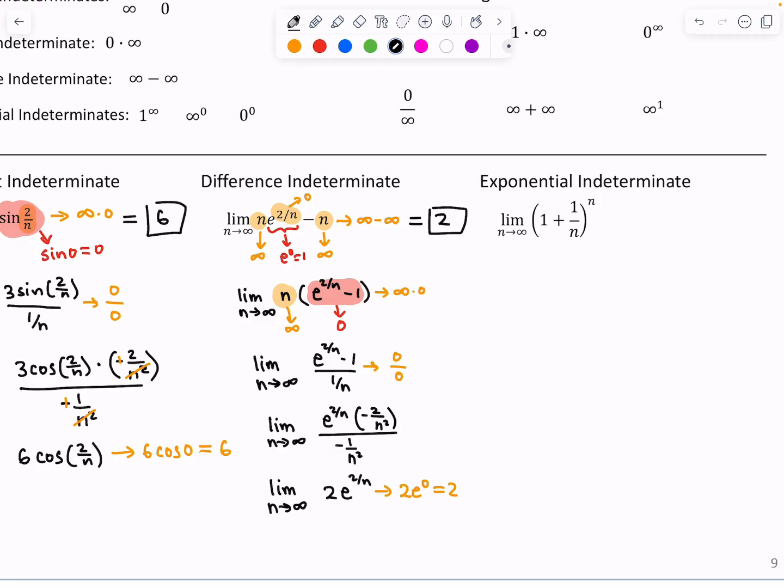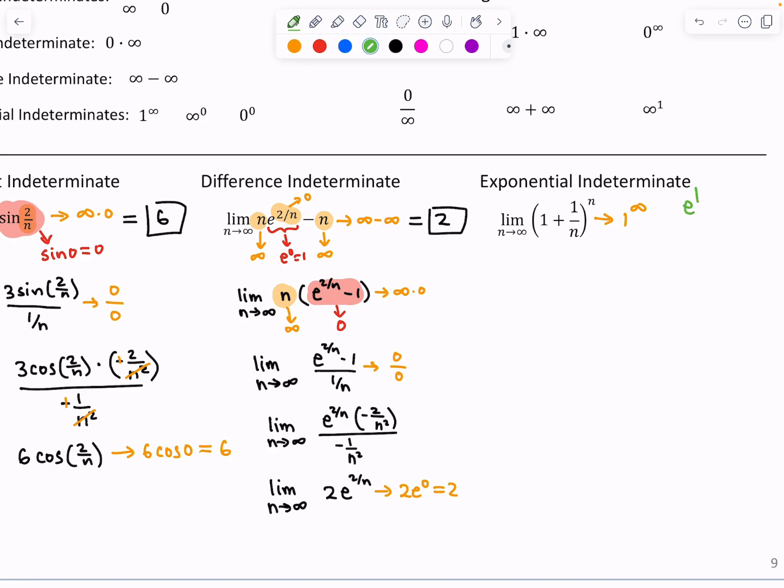And now we have an exponential indeterminate. As n approaches infinity, this fraction approaches 0, so the inside approaches 1, but the exponent is approaching infinity. So this approaches a 1 to the infinity, which is one of our 3 exponential indeterminate forms. Well, to simplify this, we're going to use a property of logarithms.